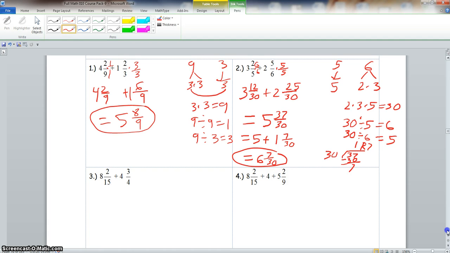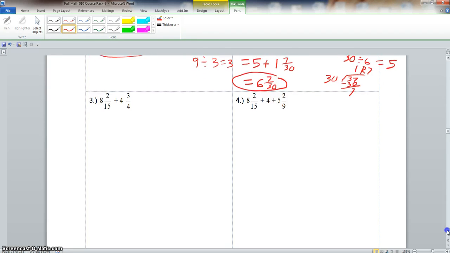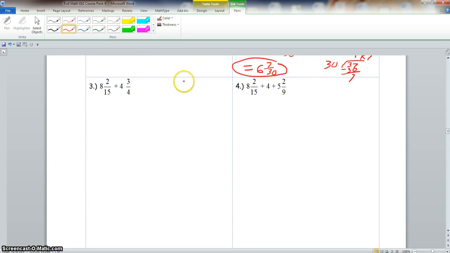Now, we go down here to problem number 3. We need to find the common denominator. So we'll take the prime factorization of 15 and the prime factorization of 4. 15 breaks down to 3 times 5, and the factors of 4 is 2 times 2. Now if you notice here, we have no factors that match up, so we'll write them from smallest to greatest. And now we multiply. 2 times 2 is 4, times 3 is 12, times 5 is 60. So our common denominator here is 60.